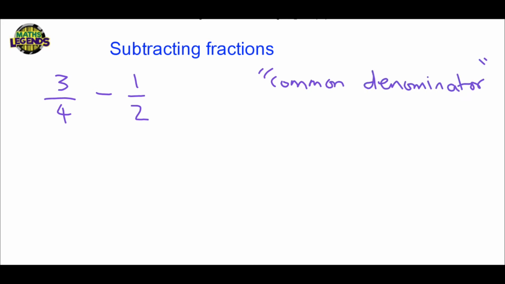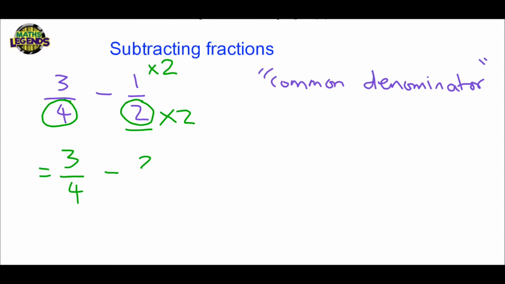In this method, what we aim to do is make the denominators the same. So here we can see that the 2 can be multiplied by 2 so that we have a 4 in the denominator. But if we do it to the bottom of the fraction, the denominator, we must do it to the numerator, the top number. So let's times that by 2 as well. So that gives us 3 over 4 minus 2 over 4.